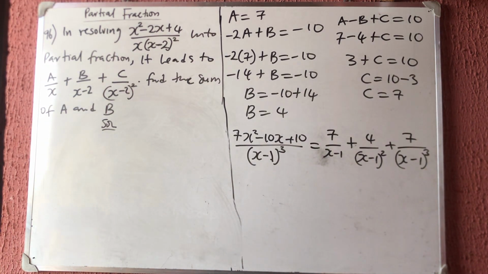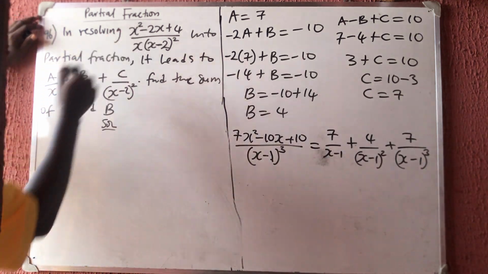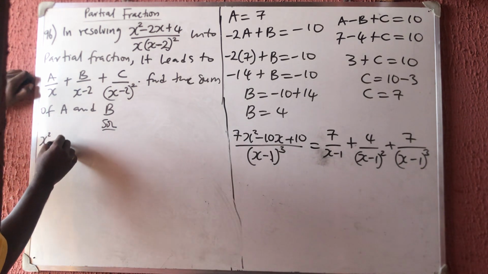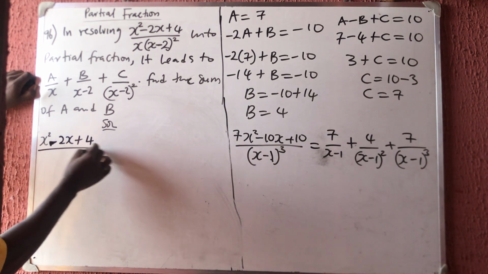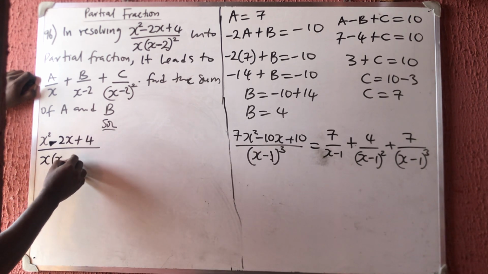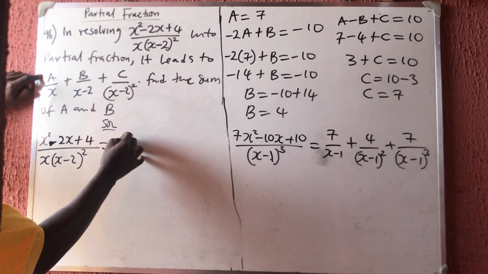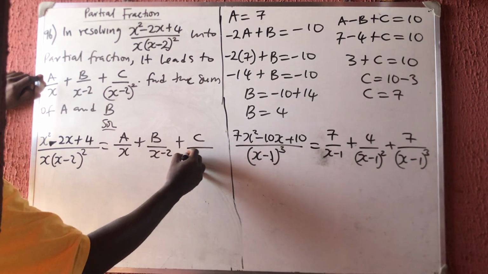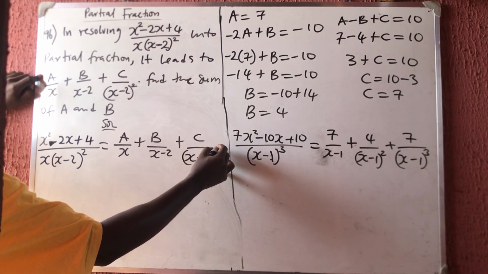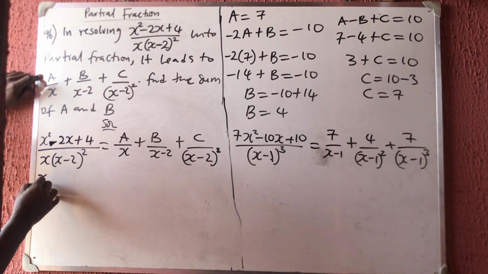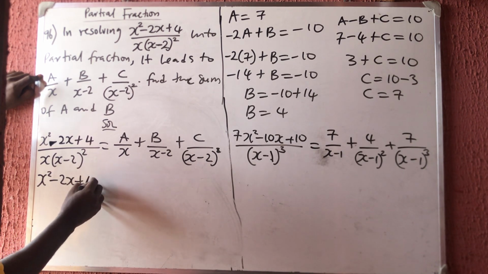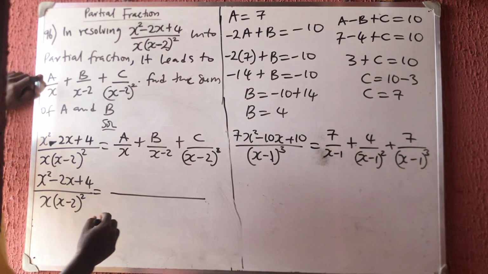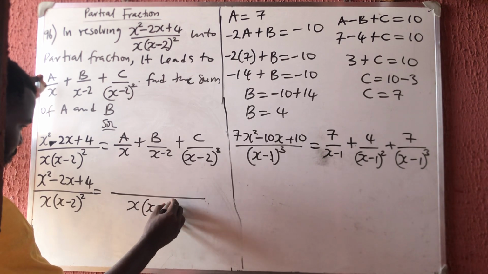So I'll be having that, they have already placed it for you. I have x squared minus 2x plus 4 all over x into x minus 2 all squared is equal to a over x plus b over x minus 2 plus c over x minus 2 all squared. So now bring down this one to have x squared minus 2x plus 4 all over x into x minus 2 all squared is equal to, the LCM is x into x minus 2 all squared.